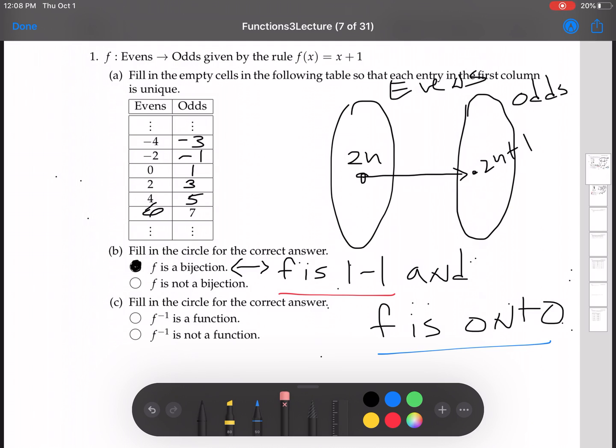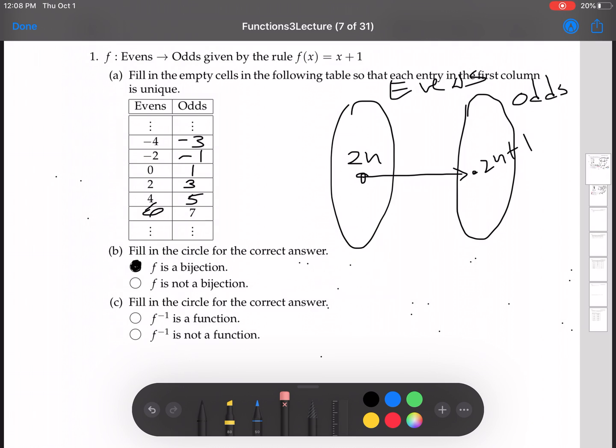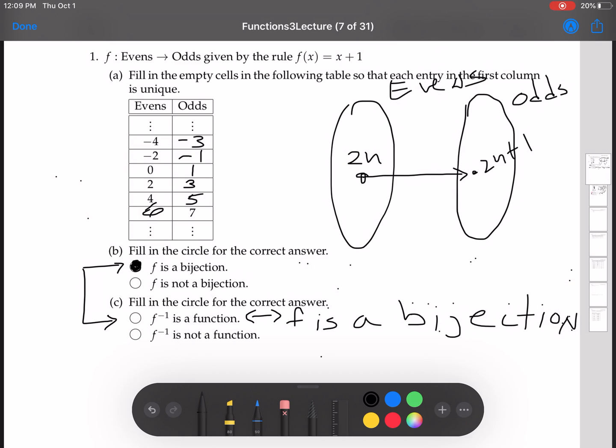Okay, now remember from the book that f inverse is a function if and only if f is a bijection. So if you fill out f is a bijection here, and you understand the relationship here, then you know immediately that f inverse is a function. If you were to fill out f is not a bijection, then you should also fill out f inverse is not a function.